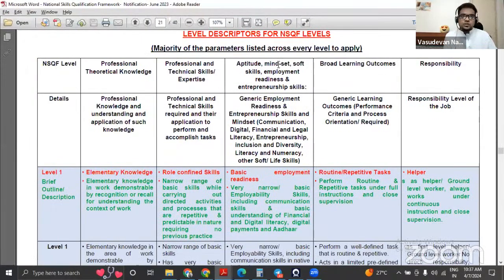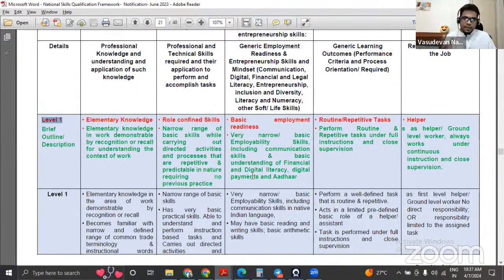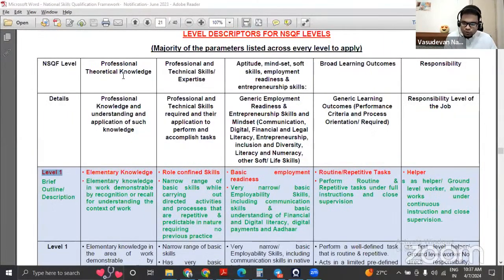So according to NSQF, ma'am, these are the level descriptors that are given. For each and every level there is a certain age category and learning hours. They are divided into NSQF levels called professional theoretical knowledge, professional and technical skills. We did this in the last Super Sunday workshop. Aptitude, mindset, broad learning outcomes, and responsibility.